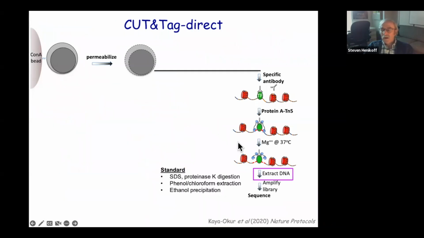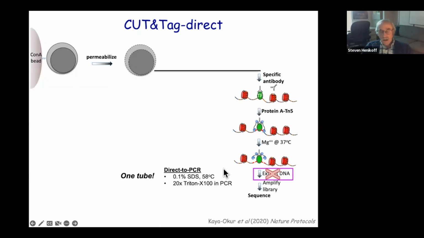Now, we've been trying to improve CUT&Tag by getting rid of this DNA extraction step. And we can do that by adding a little bit of SDS and heating it up. Now, what that does is, the Tn5 after tagmentation is very tightly bound to the DNA.